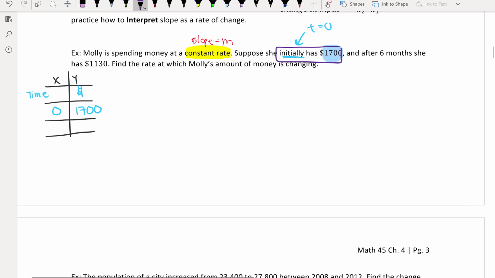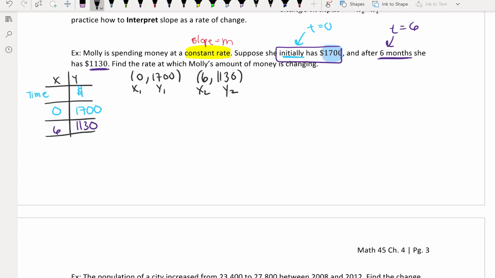Now, for the next one, it says after 6 months. Oh, okay, so this is your time. Time is equal to 6. Now she has money, so that money is 1,130. Okay, so you can think of it as 0, 1,700 as your x1, y1. And you also have 6, 1,130, which would be your x2 and your y2.